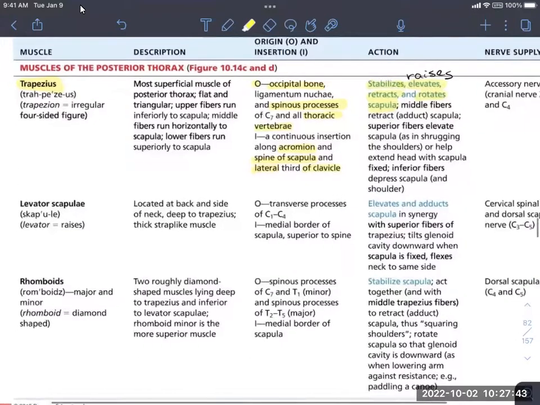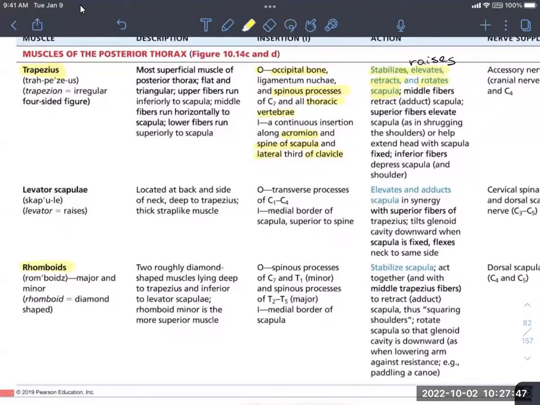We have our rhomboids. We have a major and a minor, so we technically have two of them, but we just need to know them as rhomboids. They are going to originate at the thoracic spinous processes. They are going to insert at the medial border of the scapula. And all we need to know that the rhomboids will do is they stabilize the scapula.